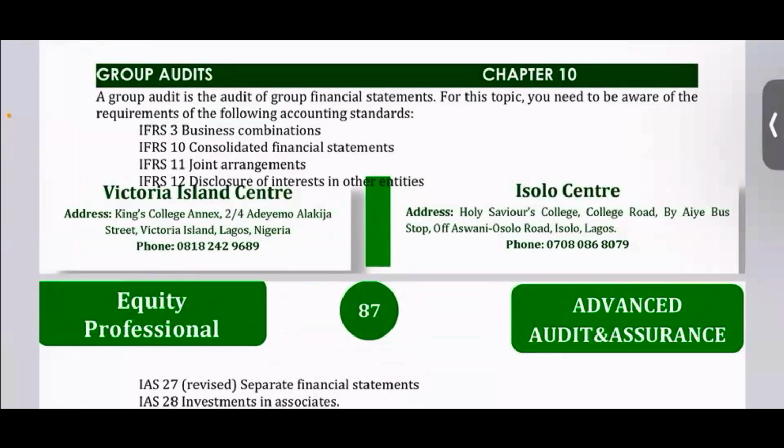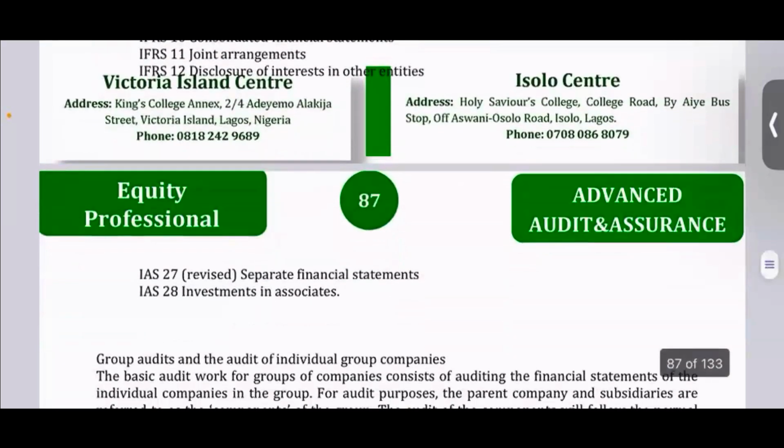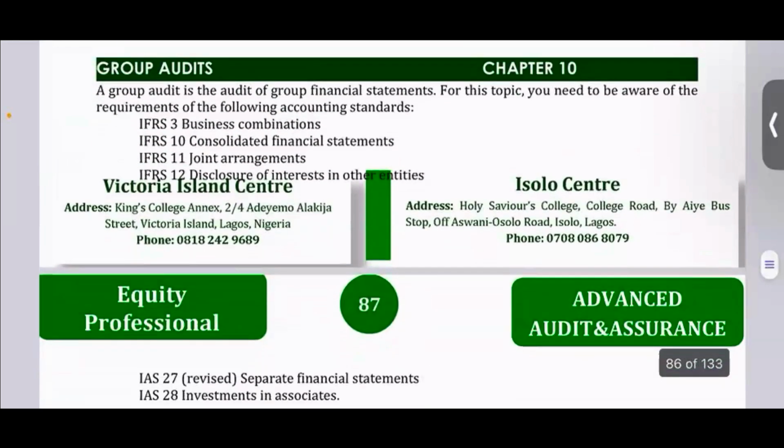Group audits. Now we said that a group audit is the audit of the group financial statements. For this topic, you need to be aware of the requirements of the following standards: IFRS 3, which is business combination; IFRS 10, which is consolidated financial statements; IFRS 11, which is joint arrangement; and IFRS 12, which is the disclosure of interest in other entities. As well as IAS 27 and IAS 28. So these ones are like CR.